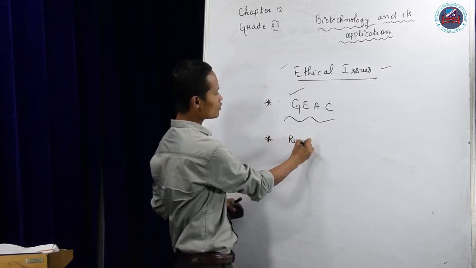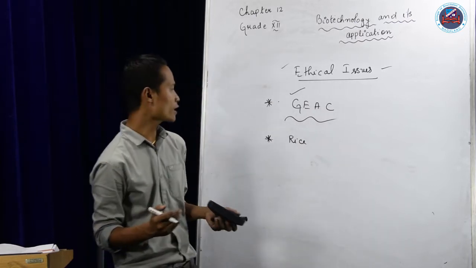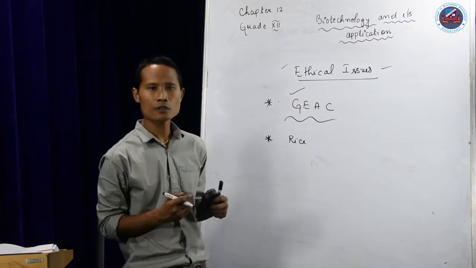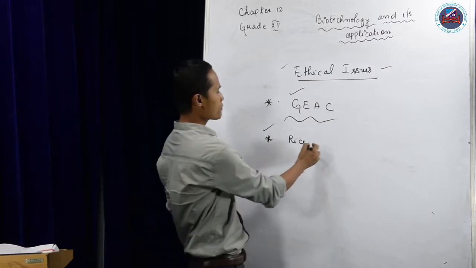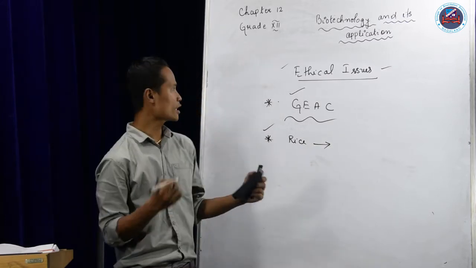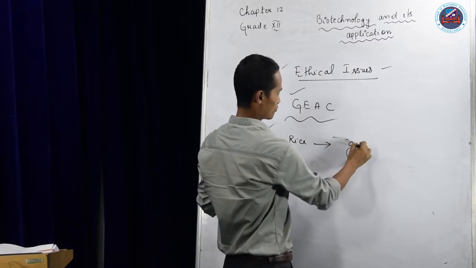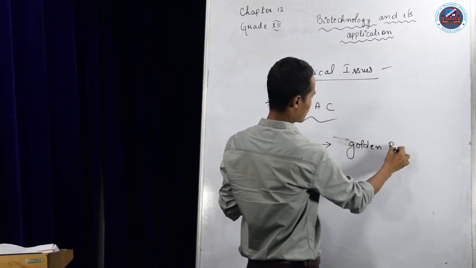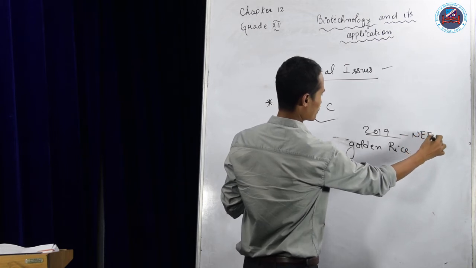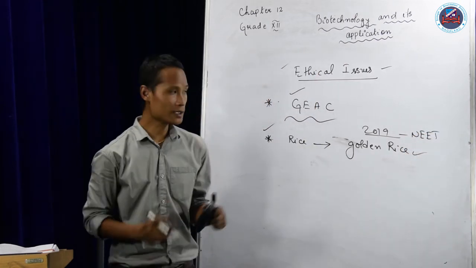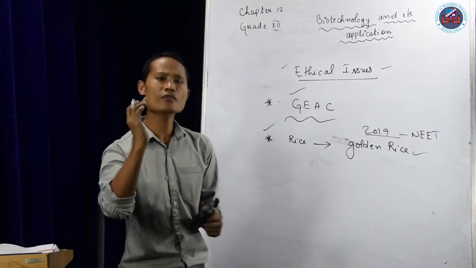You know that rice is one of the most stable grain foods in India that we use. In every household we eat rice as one of the foods. So this is very important. And in the genetically modified, for example, golden rice. This question was asked in 2019 NEET also. Golden rice, okay? It is a genetically modified rice which is rich in vitamin A.